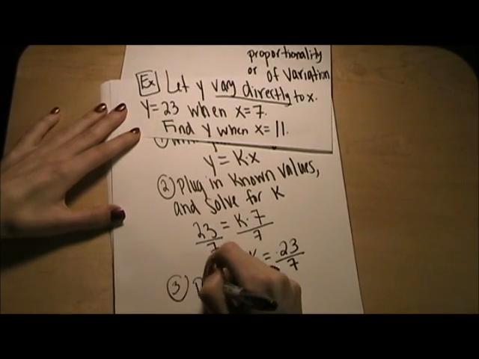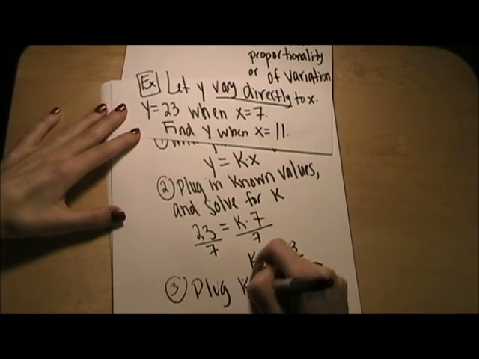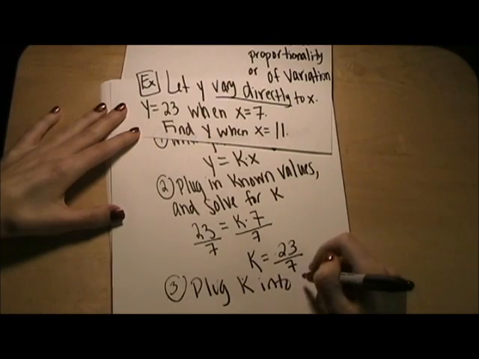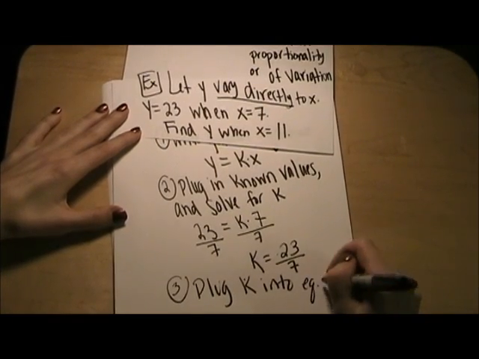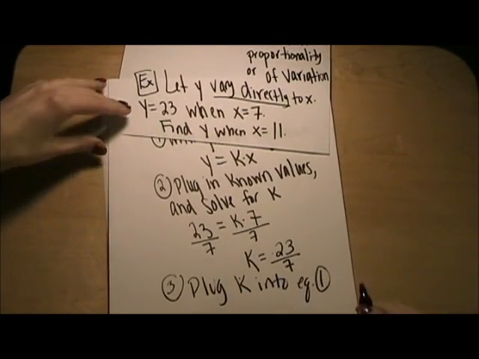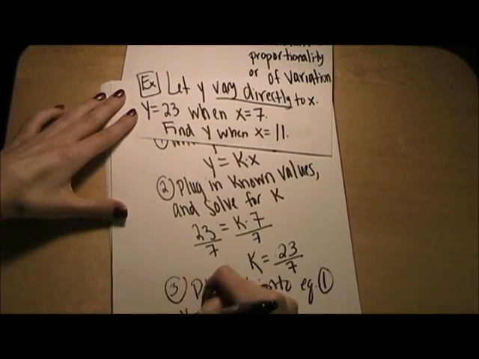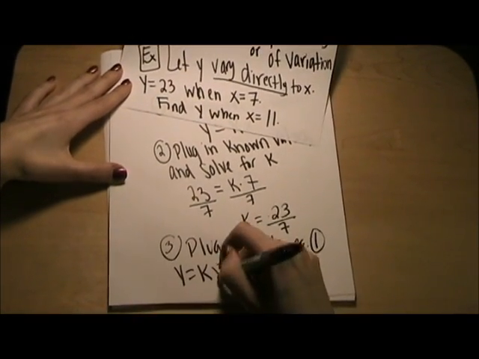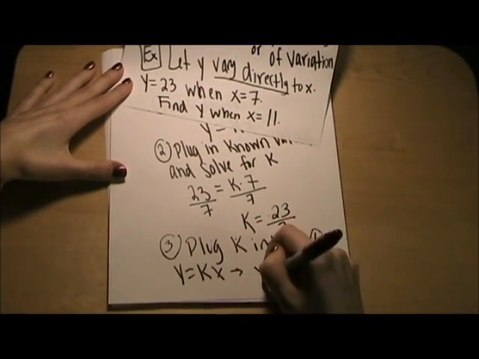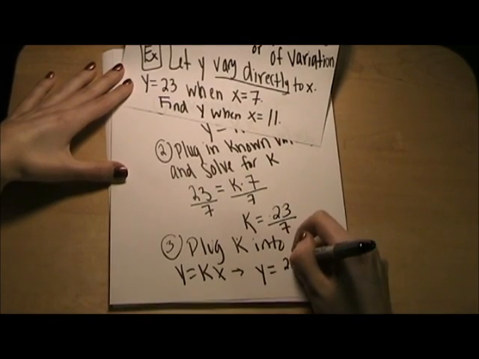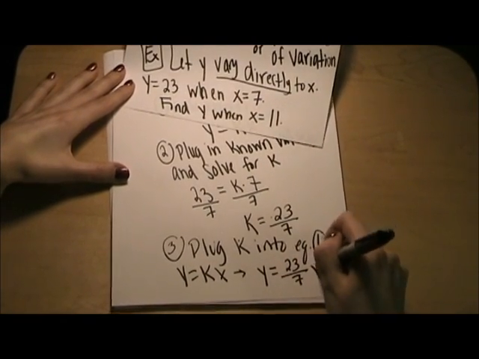Third step, plug k into equation 1. So equation 1 was y equals kx. Now it becomes y equals 23/7 times x.